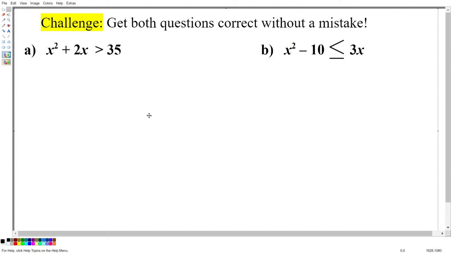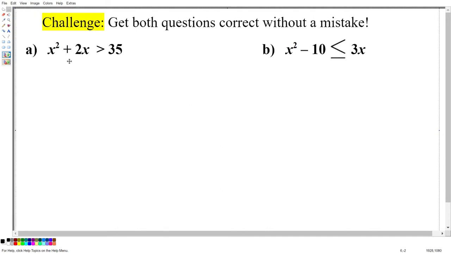All right, this is where I'd like to actually challenge you to get both these questions correct without a mistake. And this is a course called Quadratic Inequalities. So go ahead and pause the video and see if you can give these a try and try not to make any mistakes. Okay, let's check our work.